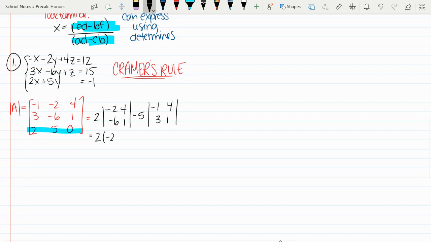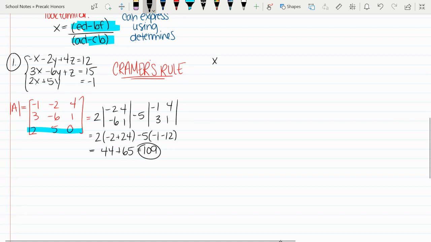And I'm going to carefully simplify. So this would be 2 times 22. Negative 13 times negative 5. So our determinant of the coefficient matrix would be 109. So we're going to use that to solve for all of our variables.